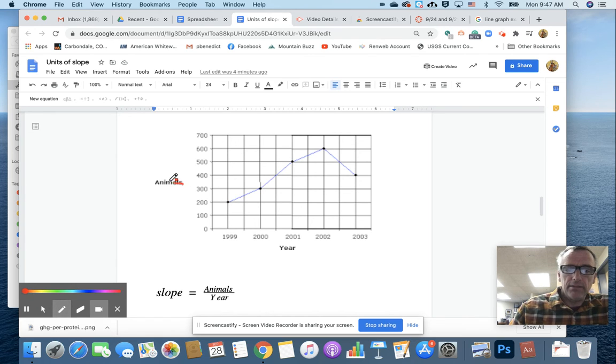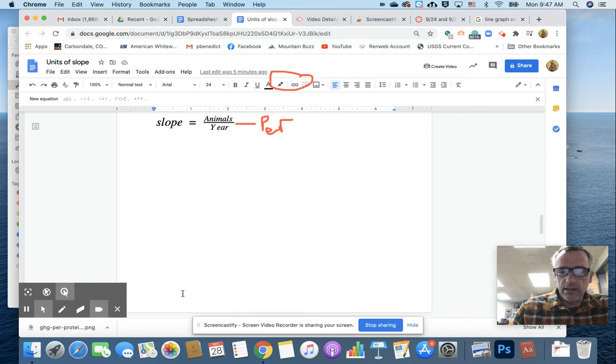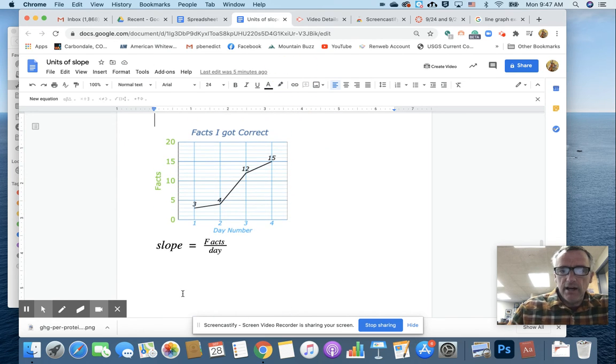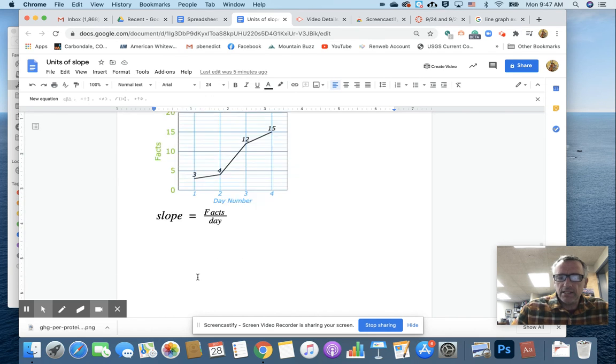in animals per year, and that per is always that division bar, right? That's the per. See if I can write that. Per. Let's go down one more time. Facts I got correct. So facts is my y-axis per day. So it would be facts per day would be those units, and I think that's about it.